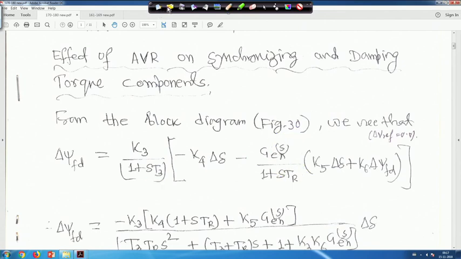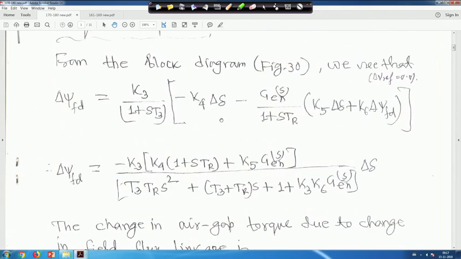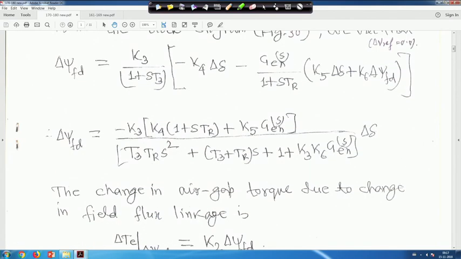Now upon simplification, it will become minus K3 K4 in bracket 1 plus sTR plus K5 GXS, and in the denominator T3 TR s square plus T3 plus TR s plus 1 plus K3 K6 GXS, delta. So now TR is not neglected till now.